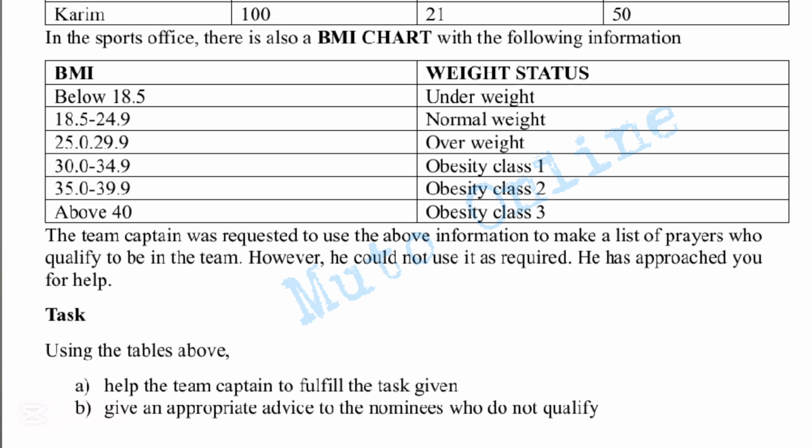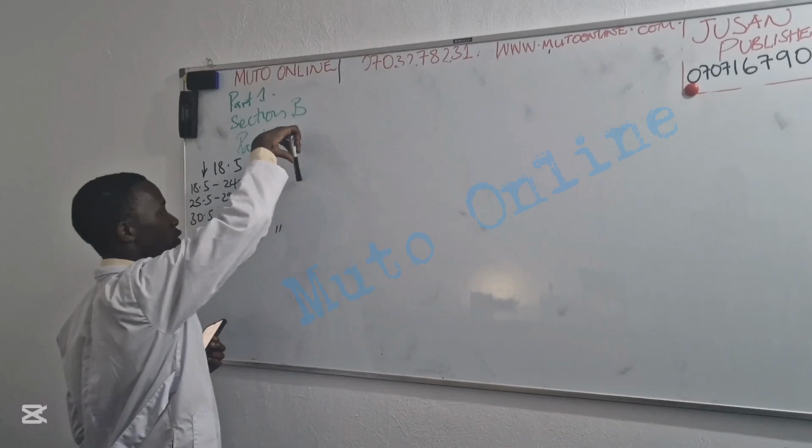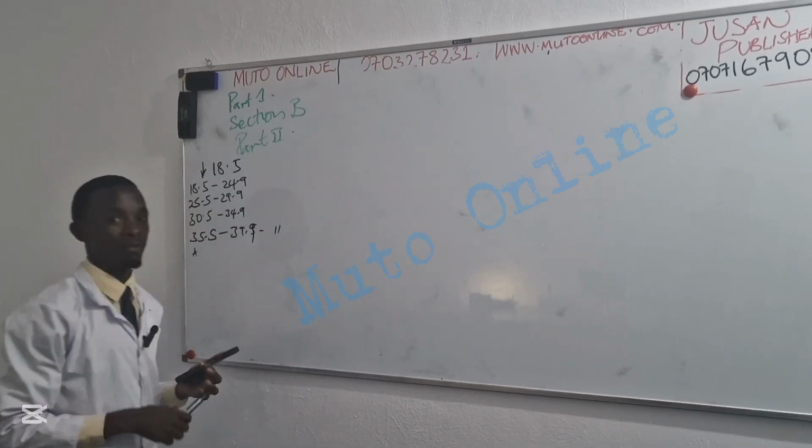Task 1, they are saying, using the table above, part A, help the team captain to fulfill the task given. So which task was given is to make a selection of the players or the nominees who qualify to be in the team. And part B, to give an appropriate advice to the nominees who do not qualify. So that is the nominees who are all underweight and those who are overweight and those in the obese class.